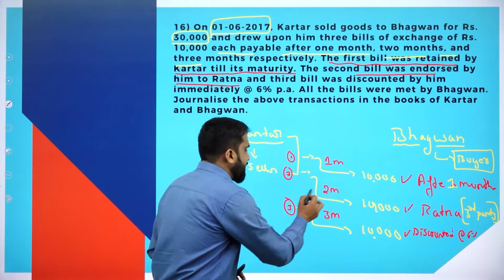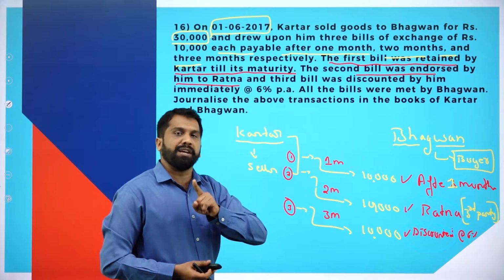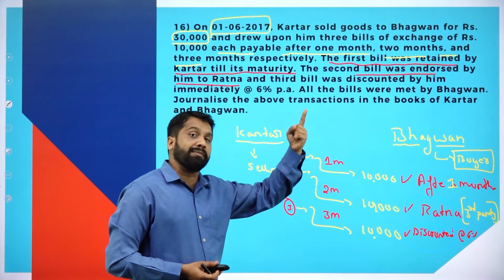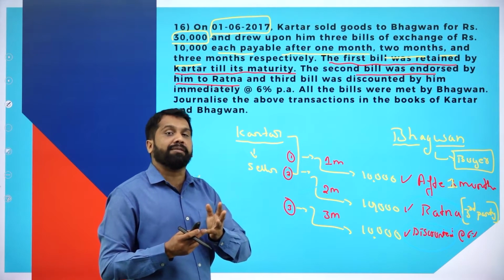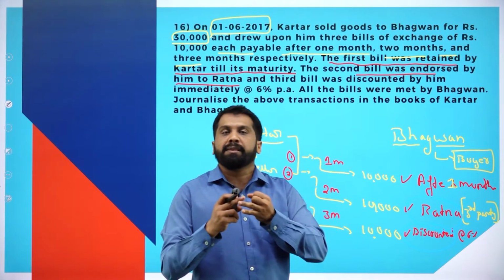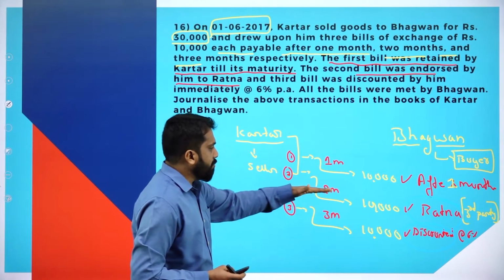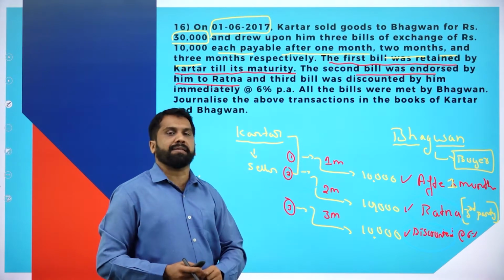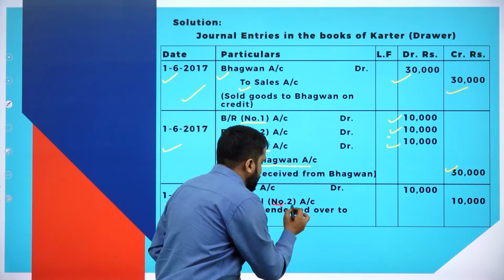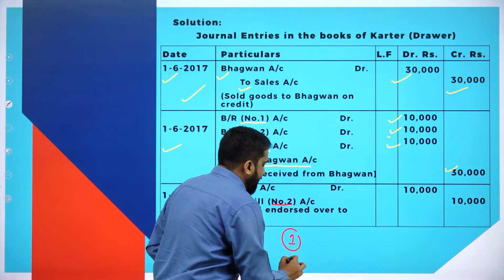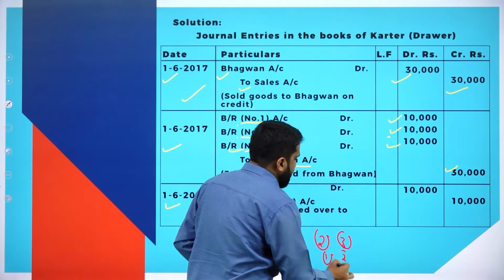First, we'll go for bill 2 and bill 3. Later, we'll come back for bill 1. Why? Because bill 1 transaction will start after 1 month. Bill 2 and 3, what have they done? Bill 2 transferred to a third party. Bill 3 immediately went to the bank and collected money. So, first we'll do bill 2 and bill 3. Later we'll come back for bill 1.